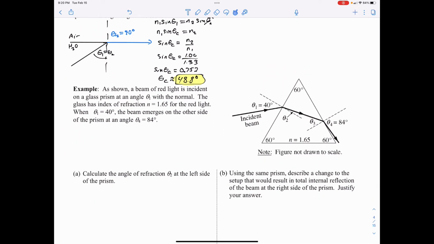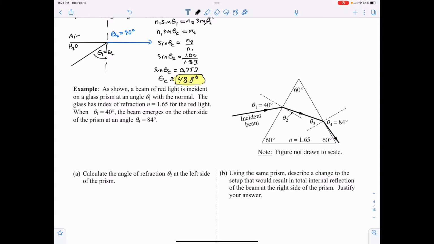Example. As shown, a beam of red light is incident on a glass prism at angle theta 1. You can see that right here, with the normal. The glass has an index of refraction of 1.65 for red light. When theta 1 is 40 degrees, the beam on the other side of the prism, theta 4, is 84 degrees. All right. Let's see how this works.